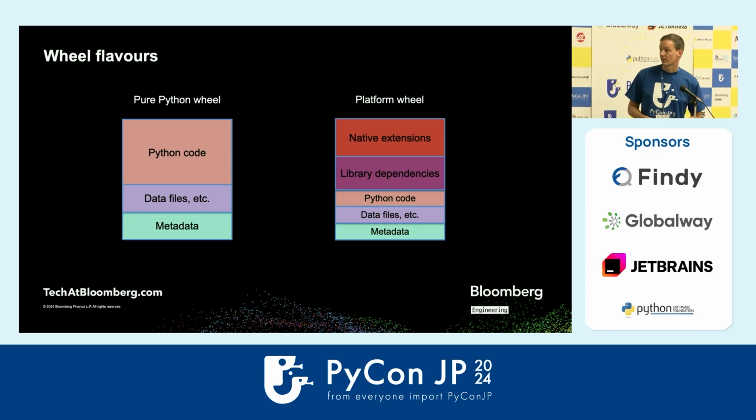Besides these native extensions, these wheels can also contain library dependencies. Again, these are native libraries, general purpose libraries, and they usually contain functionality which is required by our extension, but they have nothing to do necessarily with Python.